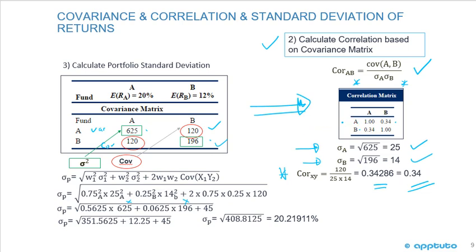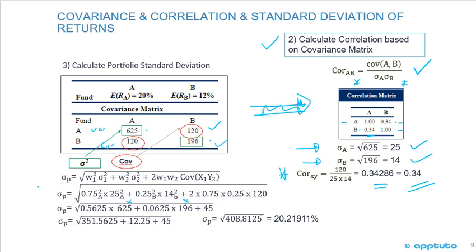Of course, the correlation between A and A is always 1, and between B and B is 1. But now we have the 0.34. We can plug it into our correlation matrix. The correlation between A and B is 0.34. Between A and B, 0.34. So not bad. It was just the little trick here was understanding that if they give you a covariance matrix, what are these two numbers? From A to A, that's the variance, and from A to B, that's the covariance.